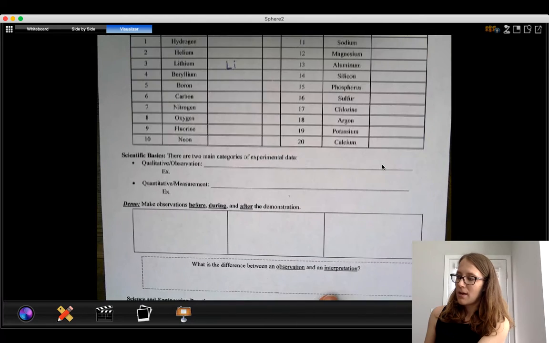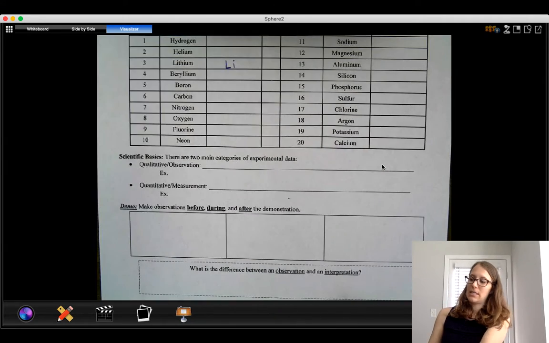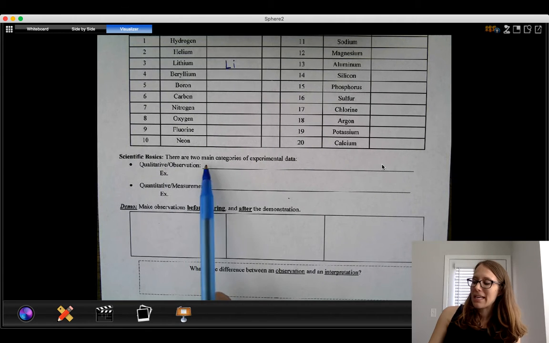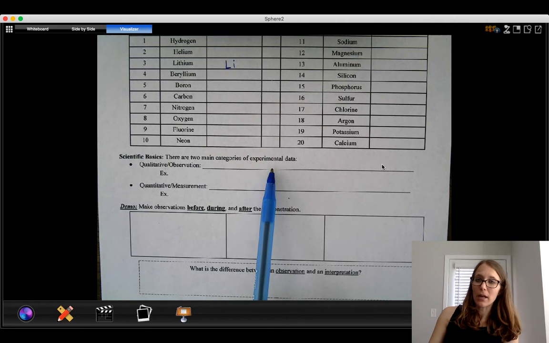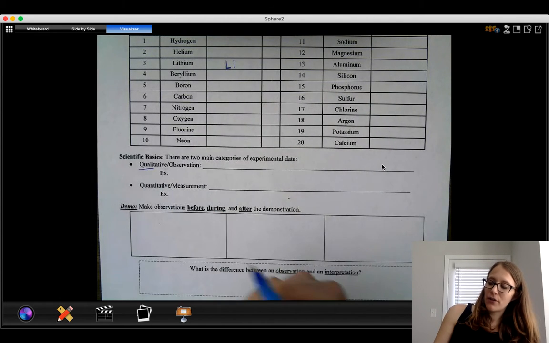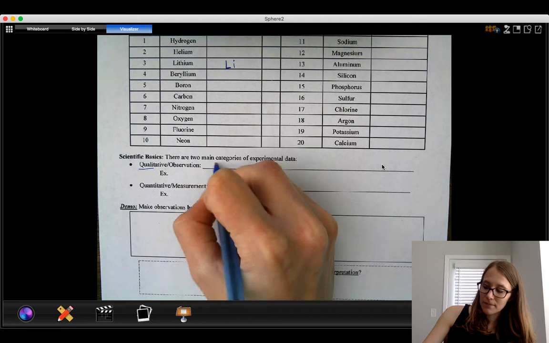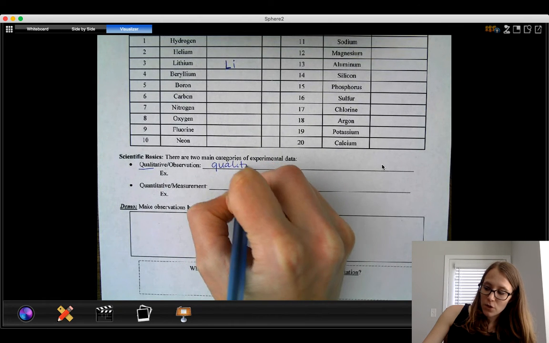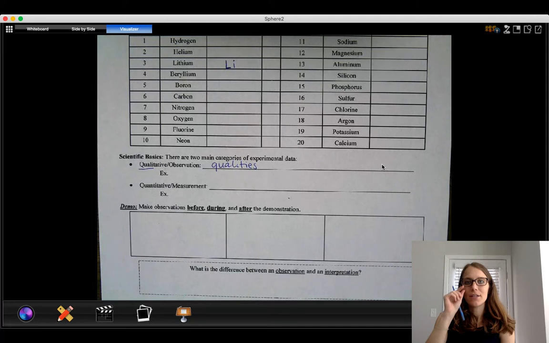Moving down the page, some general science knowledge. So, scientific basics. There are two main categories of experimental data. When we collect data in an experiment, it might be either qualitative or quantitative. Qualitative should make you think of qualities. If you describe what type of qualities your friend has, you might say that they're nice or friendly, or they are athletic or into music or into drama. Those would all be qualitative.